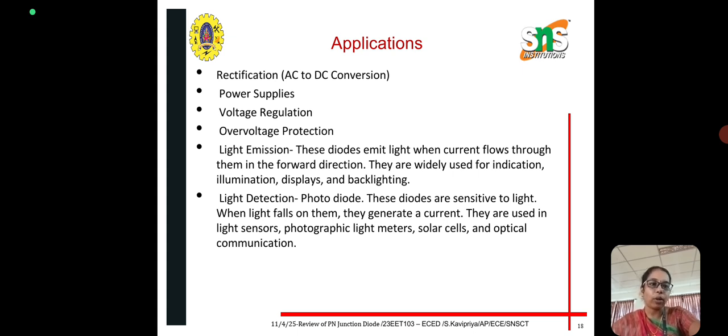Whenever there is light falling on a particular diode, it allows a flow of current in the forward direction. And next are the photodiodes. Whenever light falls on a photodiode, it will generate electricity. So LEDs are used in illumination, display and backlighting, and photodiodes are used in solar cells, photographic light meters, optical communication, and light sensors.